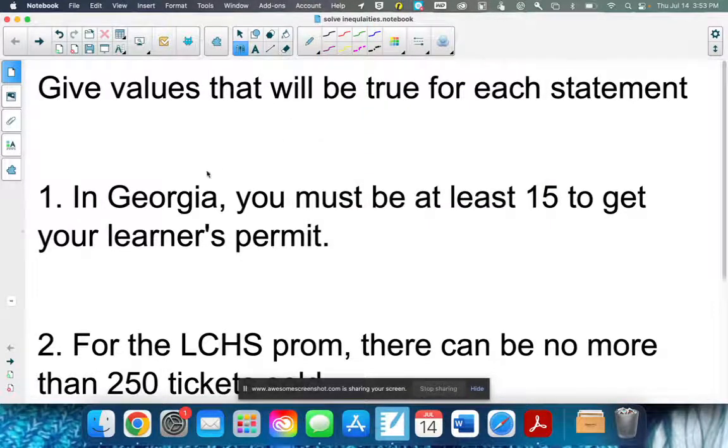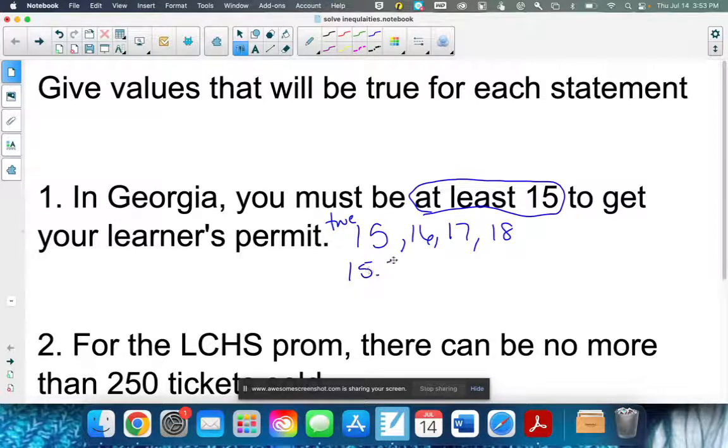Okay, so in Georgia, you must be at least 15 to get your learner's permit. That is a very specific statement, meaning that 15 is the youngest age that you can be. So 15 would be a true answer. So would 16, 17, 18, however old you're going to go. You could also have all the little decimals in between. You could be 15 and a half.